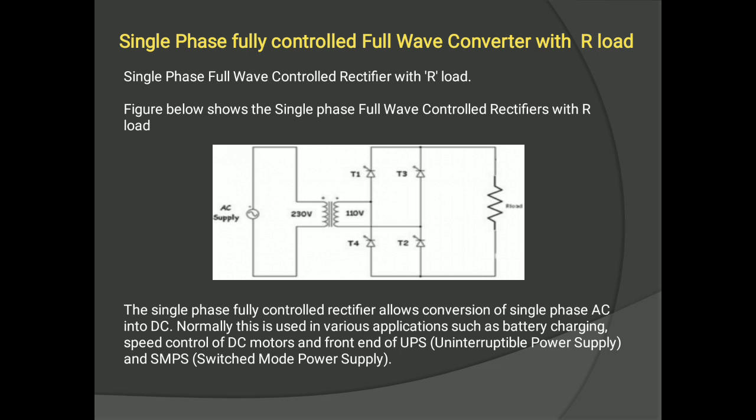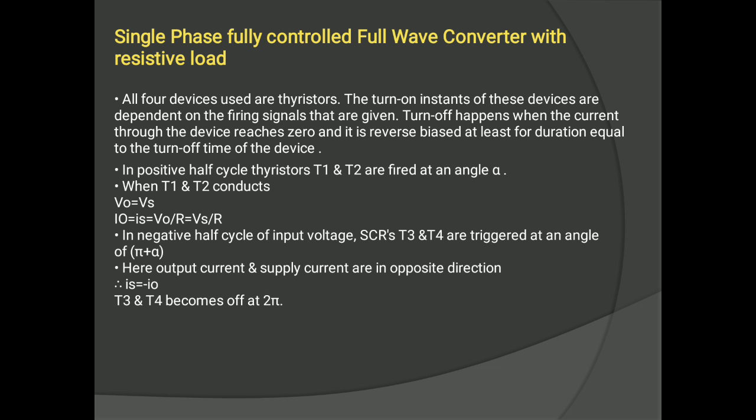Now, single phase fully controlled full wave converter with R load, or resistive load. The figure shows the single phase full wave controlled rectifier with R load. This is used mainly for speed control of DC motors, battery charging, and the front end of UPS or SMPS. This single phase fully controlled rectifier converts single phase AC into DC. Here, 4 thyristors are used.